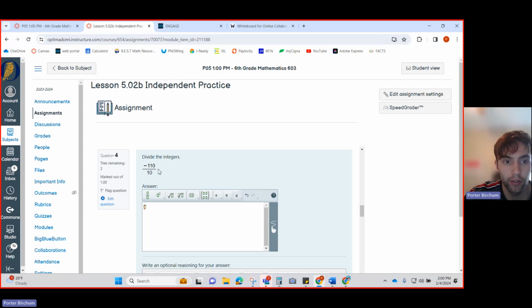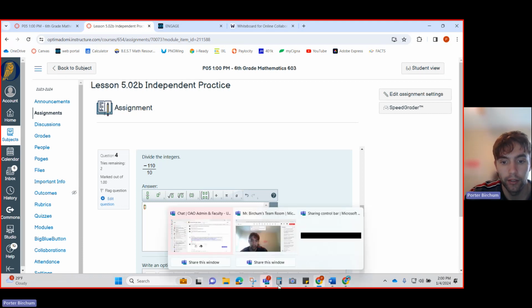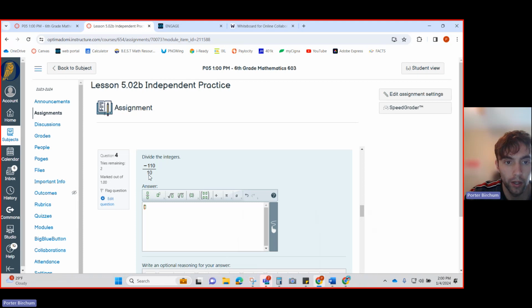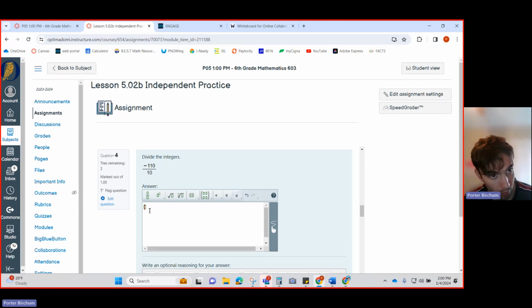Here we have negative 110 divided by 10. There is one negative in the question, so my answer is going to be negative. If they were both positive numbers, my answer is just normal. It's just a positive. If there are two negative numbers in the question, the answer is going to be positive.